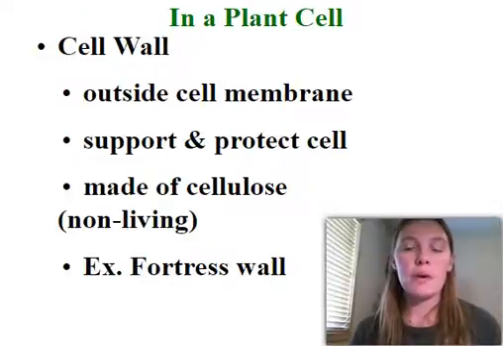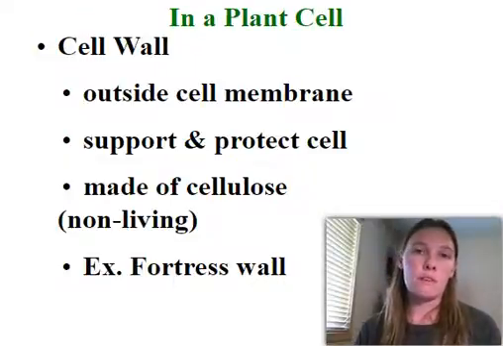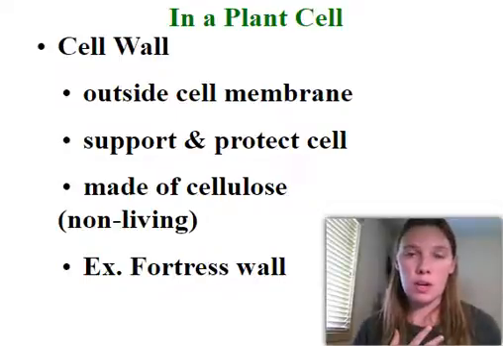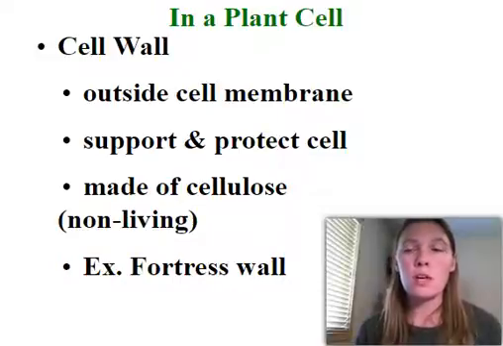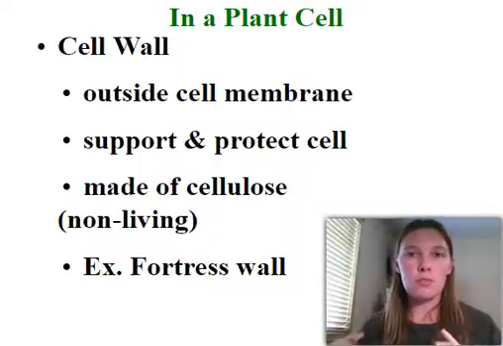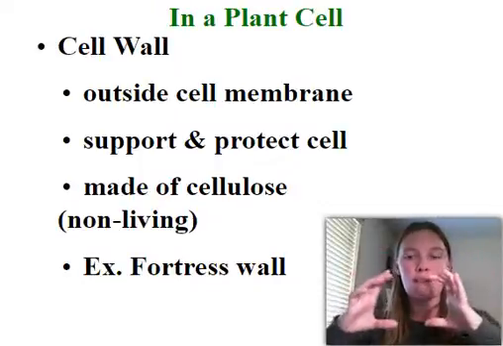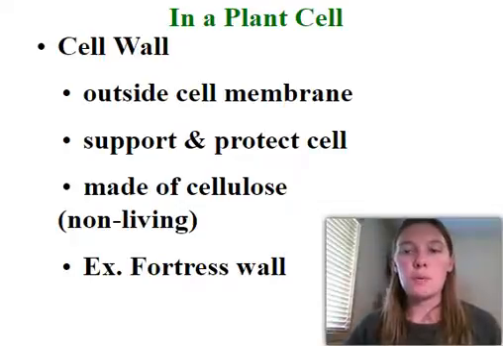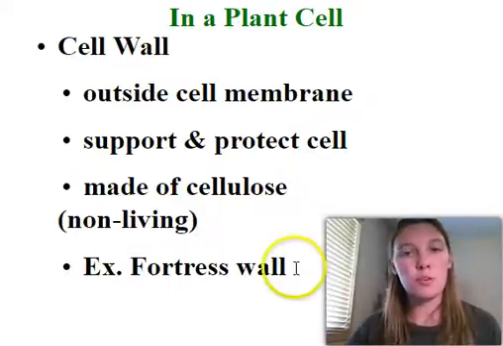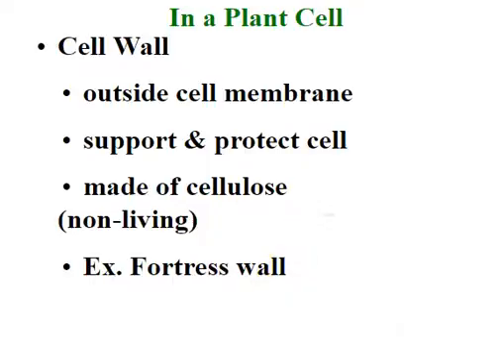And then finally, we have the cell wall. The cell wall is found on the outside of plant cells. Animal cells, so our cells, do not have cell walls on them. Just plant cells have these cell walls. It's a protective measure, and this allows the plant cells to stack on top of each other because they have that support and protection. It's made up of cellulose, which is a non-living material. It's almost like brick that holds the cell in place. So I compared it to a fortress wall.